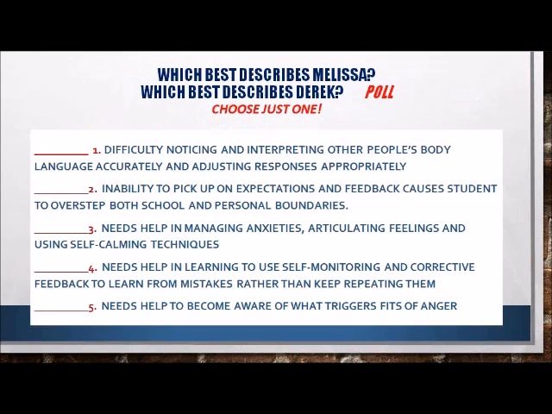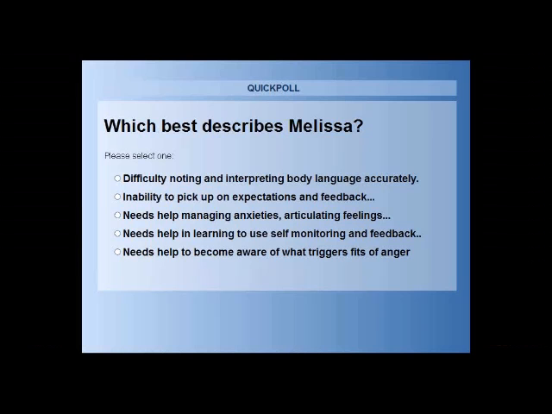Does Melissa, for example, have difficulty noticing and interpreting other people's body language accurately and adjusting responses appropriately? Does she have an inability to pick up on expectations and feedback, which causes students to overstep both school and personal boundaries? Does she need help in managing anxieties, articulating feelings, and using self-calming techniques? Does she need help in learning to use self-monitoring and corrective feedback to learn from her mistakes rather than repeating them? Does she need help to become aware of what triggers fits of anger? And then do the same thing for Derek.